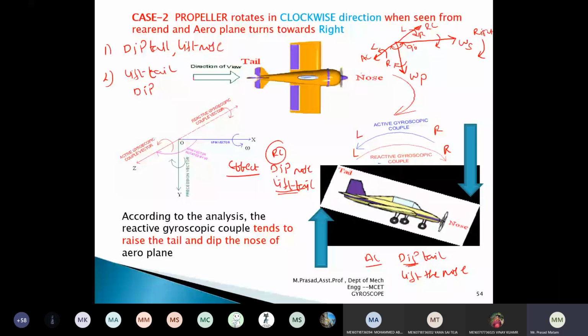This is case 1, clockwise rotor taking a left turn. This is the gyroscopic effect. For a left turn, dip the tail, lift the nose. For a right turn, I am getting exactly the opposite to the left turn. For a left turn, the tail is dipping; for a right turn, the tail is lifting. In the left turn the nose is lifting; here, the nose is dipping. Exactly opposite to this one.